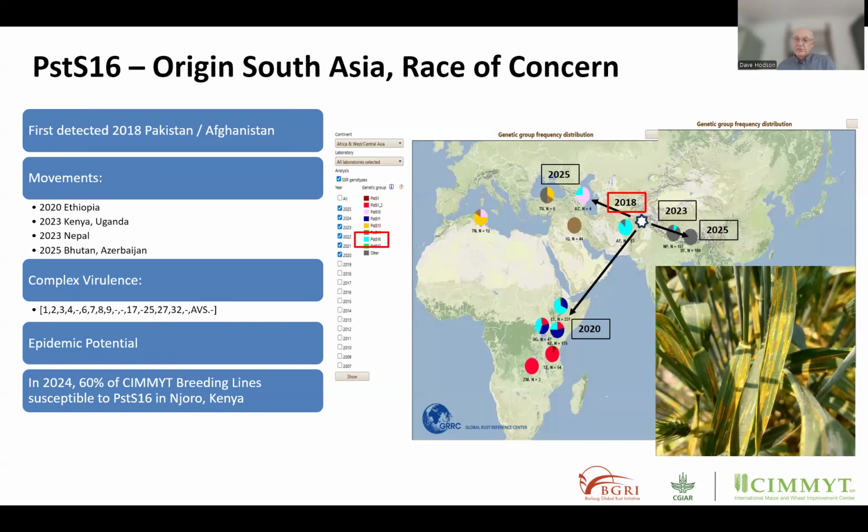It's also moving eastwards. In 2023, it was first picked up in Nepal, and it's now spreading across Nepal. In 2025, it was picked up for the first time in Bhutan. Similarly, it's also spreading westwards. In 2025, it was also picked up for the first time in Azerbaijan. It's got very complex virulence and real epidemic potential. It entered the CIMMYT screening nursery in Kenya in 2024, and about 60% of the breeding lines were susceptible to this race. So it's a concern.